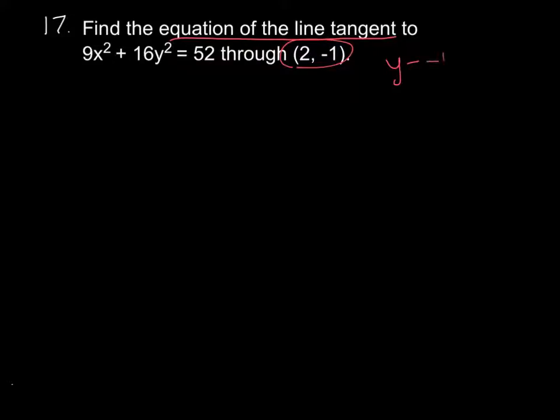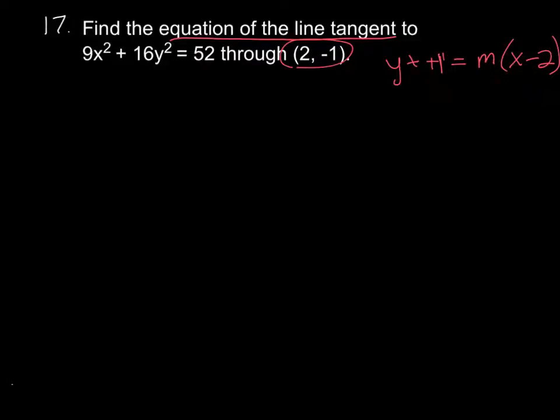So y minus a negative 1 equals m, which is going to be my slope. Remember in calculus class, our m is our slope. So I'm going to leave a blank for that. Let's put m for right now, times x minus 2. And now we'll change that to a plus, a positive.